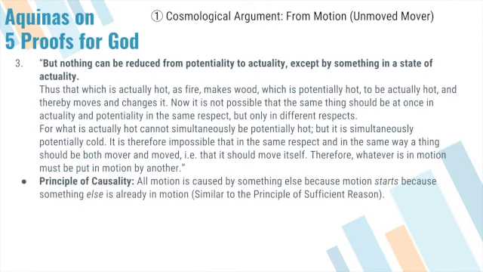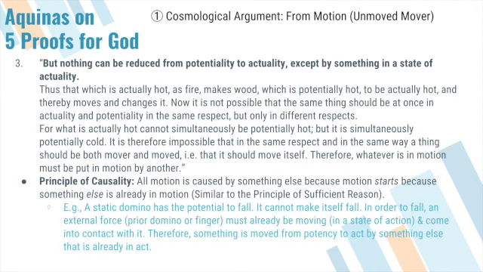So this is also to explain the principle of causality, which everybody knows, just because this is one of the most basic things that our intuition tells us about, that things are caused, right? All motion is caused by something else, because motion starts because something else is already in motion, right? Similar to the principle of sufficient reason.